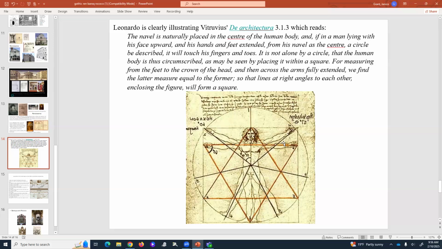It's not alone by the circle that the human body is thus circumscribed, as may be seen by placing it within a square, or measuring from the feet to the crown of the head and then across the arms fully extended. We find the latter measure equal to the former. So proportion being symmetry, so that lines at right angles to each other enclosing the figure will form the square.